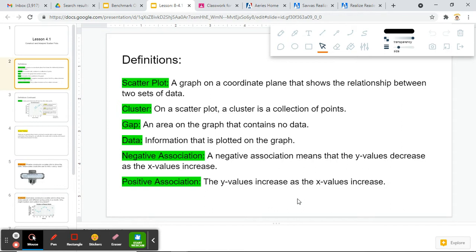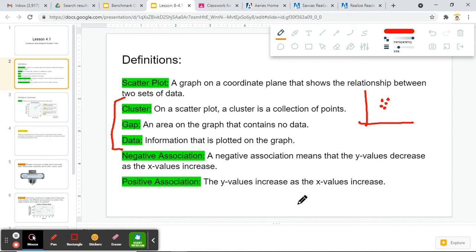So in a scatter plot, you have a bunch of different things, and that's what these are right down here. So you have things like gaps, clusters, and data. So on a scatter plot, a cluster is just a collection of points. So if we're looking at an X and Y axis here, and we see a bunch of points together here around like that, then we would call this a cluster because it's a collection of points that are close together. So a gap on the data is an area on the graph that contains no data.